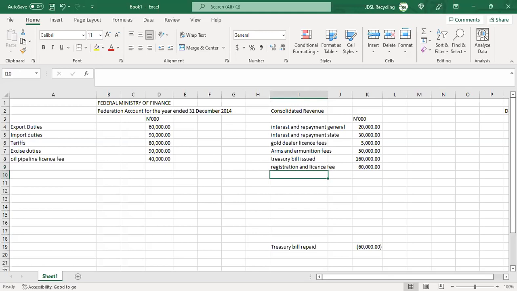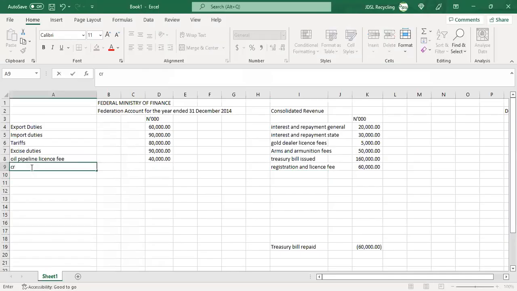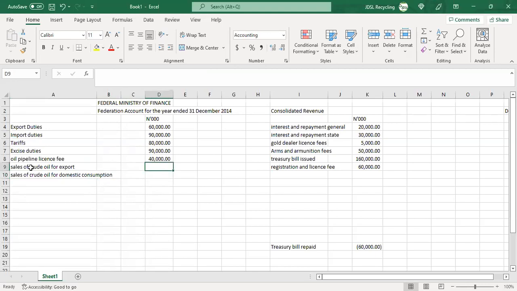Crude oil export and crude oil for domestic. Sales of crude oil for exports and for domestic consumption. Federation. Crude oil, is it sales? Sales for exports, and sales for domestic consumption. So, value, 400,000.